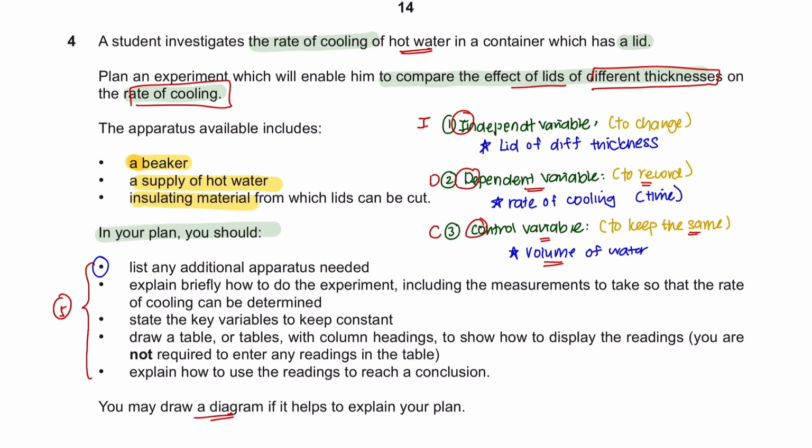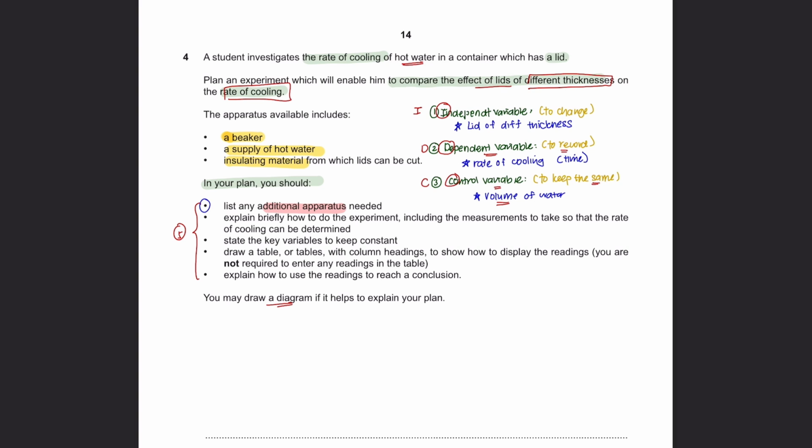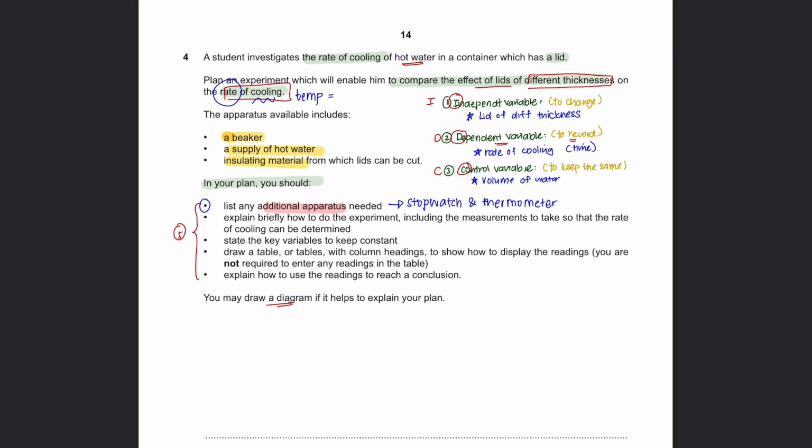For the first one, list any additional apparatus needed. Since we are looking for a rate of cooling, we need to measure the temperature. To measure temperature, we're going to need a thermometer. And rate means speed over time. This means we also need an apparatus to measure time, for which we could use a stopwatch. When asked to list additional apparatus, make sure to mention at least 2 to get the complete 1 mark.